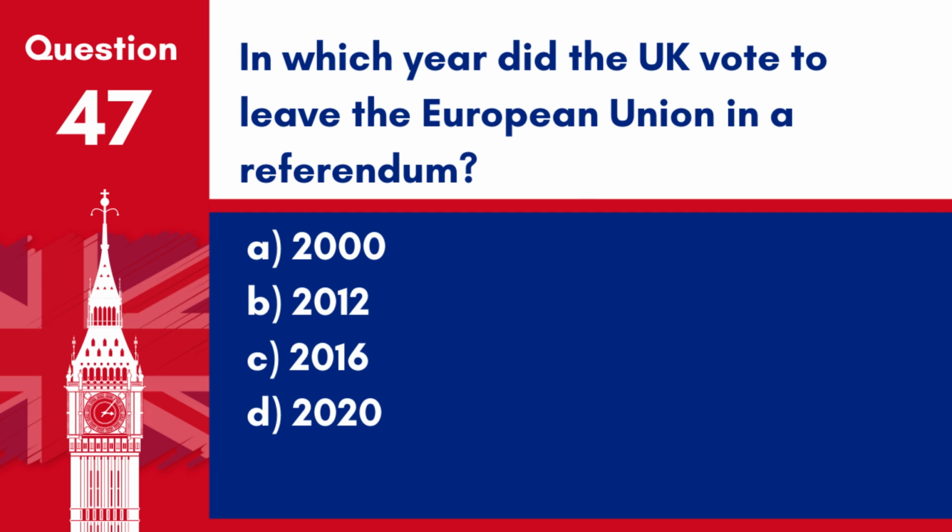Question 47. In which year did the UK vote to leave the European Union in a referendum? A. 2000. B. 2012. C. 2016. D. 2020. Answer: C. 2016. The United Kingdom voted to leave the European Union in a referendum held on June 23, 2016.